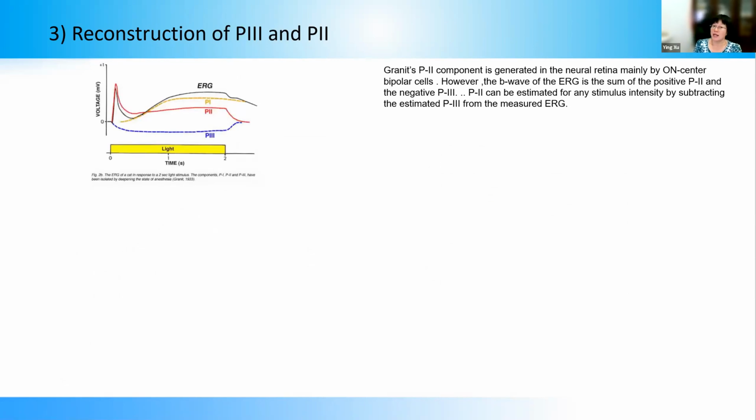The next one is to reconstruct P3 and P2, which is less frequently used in publications. But remember that the B wave, which reflects the response of ON bipolar cells, is actually the summation of P2 and P3. So for experts in electrophysiology, sometimes they will ask you to show the true response of the B wave, or the P2. To do this, you have to reconstruct the P3 and subtract it from the measured ERG. Then you can get the P2 component.